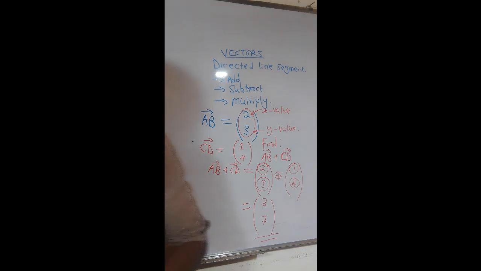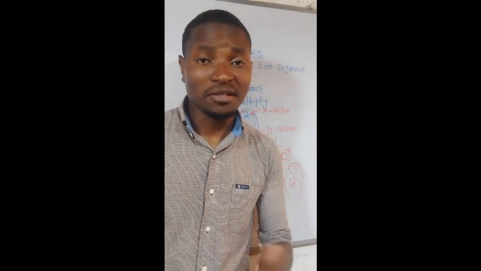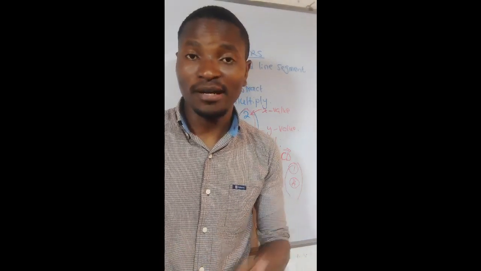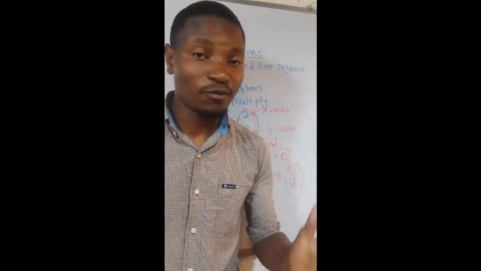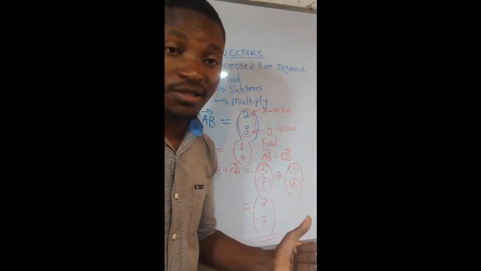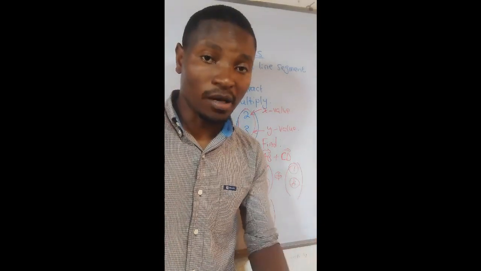I hope you understand. This is something very simple, and it comes up in the exam, GC Mathematics Paper 1. So make sure that you grasp the concept of how to add vectors in column form.